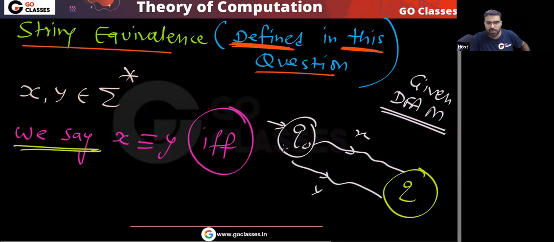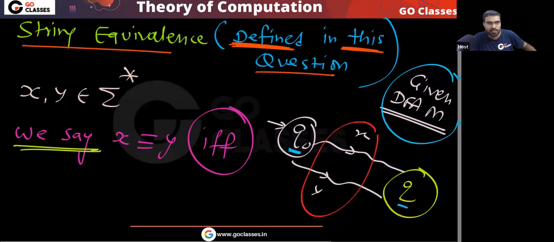So very simple. Always from the initial state, if X comma Y go to the same state in this DFA that is already given to you, if both these strings end in this state Q, then we will say that they are equivalent. So this is the question that is given to you. Very simple. Yes or no?